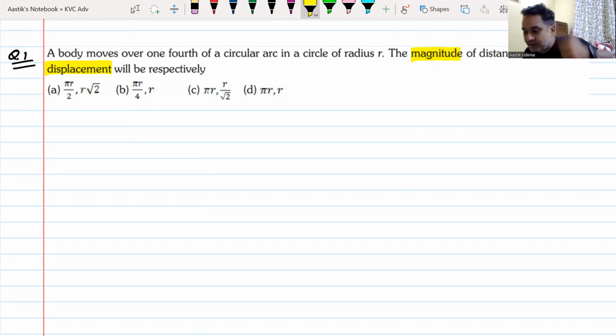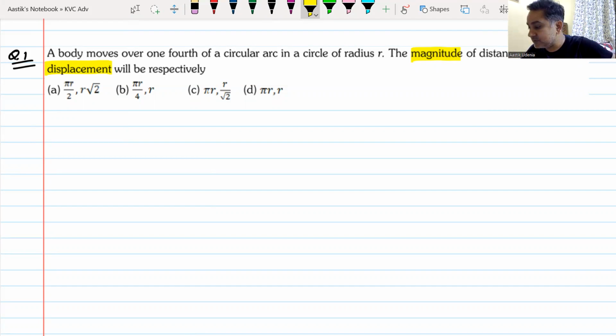What is the magnitude of displacement and distance traveled? Here are the four options. Do you know which is the correct one? I'll give you a minute to solve it. To solve this question, remember, in any question in physics, it's always good to draw a diagram. A diagram will give you a lot of insight into how that question can be done.